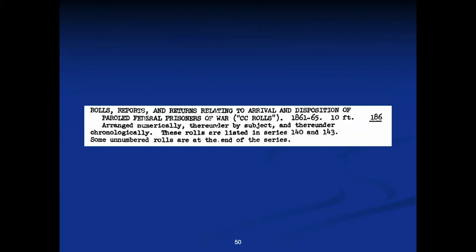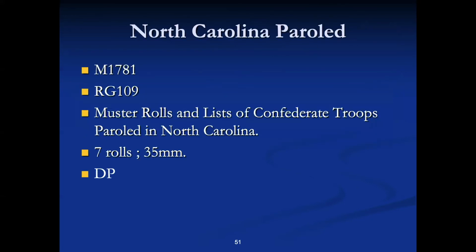And there are rolls, reports, and returns related to arrival and disposition of paroled federal prisoners. So these are as they move from place to place. If we look at North Carolina paroled, there is a microfilm publication, 7 rolls, from Record Group 109, and it's muster rolls and lists of Confederate troops paroled in North Carolina. And there's a descriptive pamphlet of it.